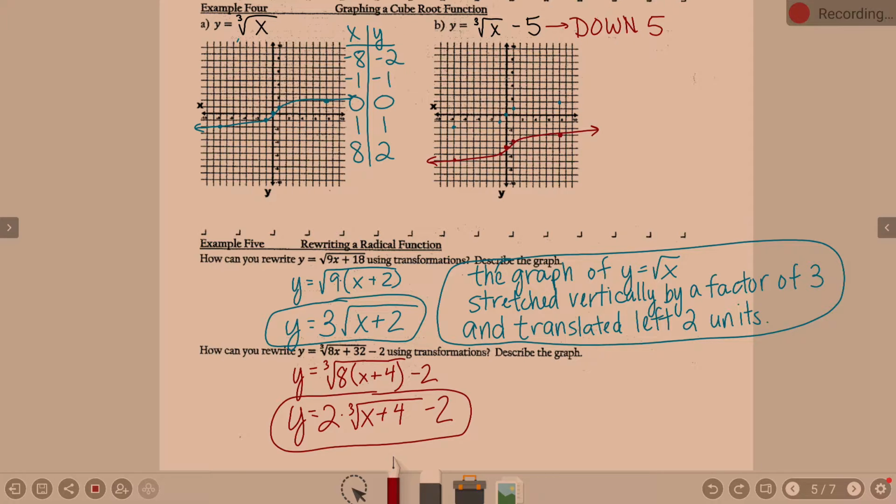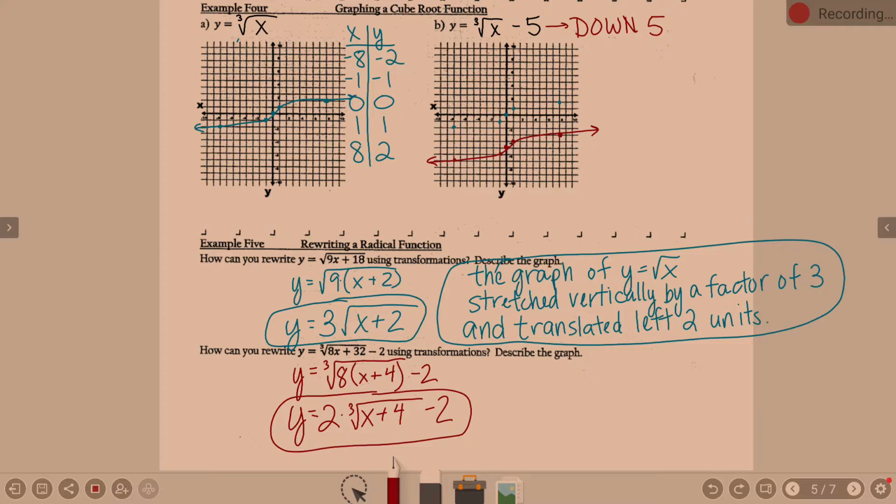Okay, so what graph am I using here? This is the graph of y equals the cube root of x, isn't it? You got all the pieces? Stretched vertically by a factor of 2 and translated left 4, down 2. The 2 out front is our stretch, and again, it's a stretch because it's bigger than 1. The plus 4 under the radical is left or right, so that's left 4. The minus 2 outside the radical is down 2.